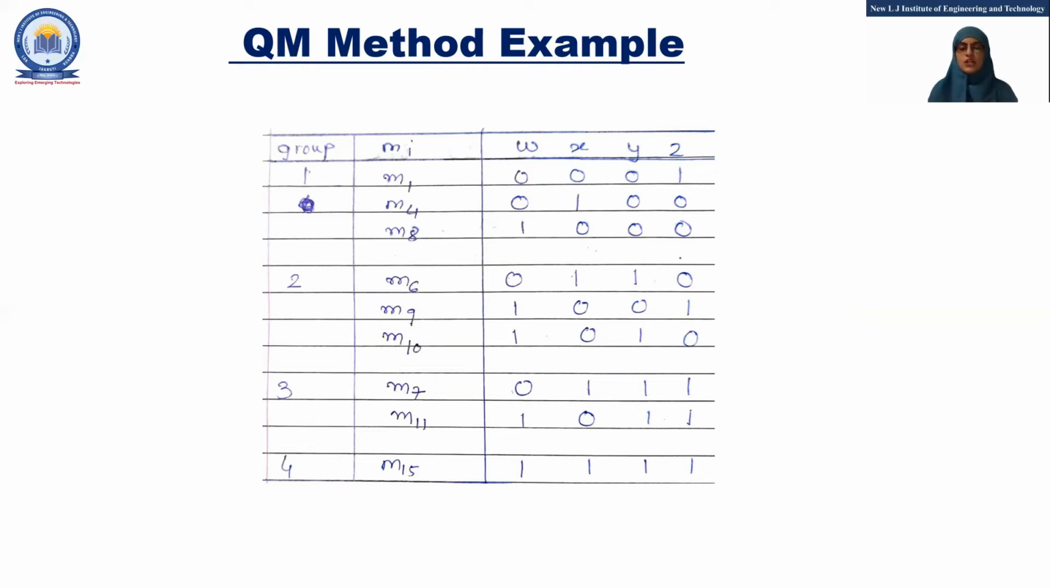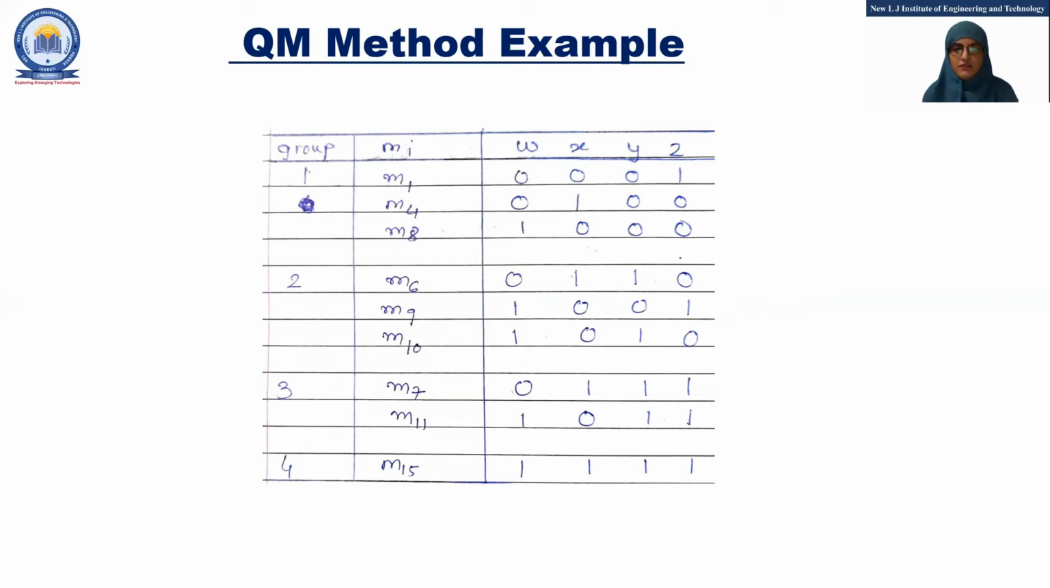Now the next step is to compare group 1 and group 2, group 2 and group 3, and group 3 and group 4. We have to compare each min term. First for groups 1 and 2, min term 1 and min term 6 will be compared. Then min term 1 and min term 9, then min term 1 and min term 10, then min term 4 and min term 6, then min term 4 and min term 9, and then min term 4 and min term 10. Now we have to notice the 1 bit change, and write down the min terms where there is a 1 bit change.